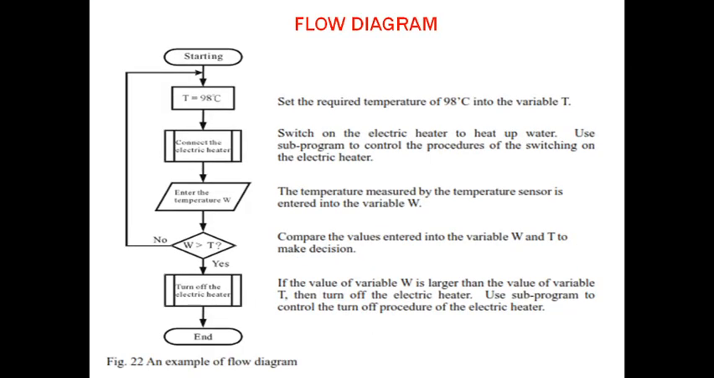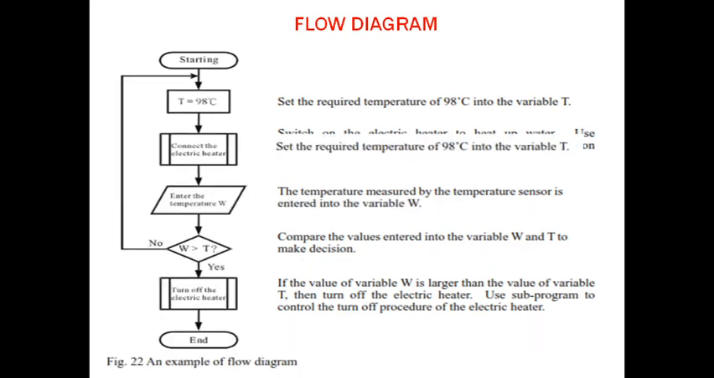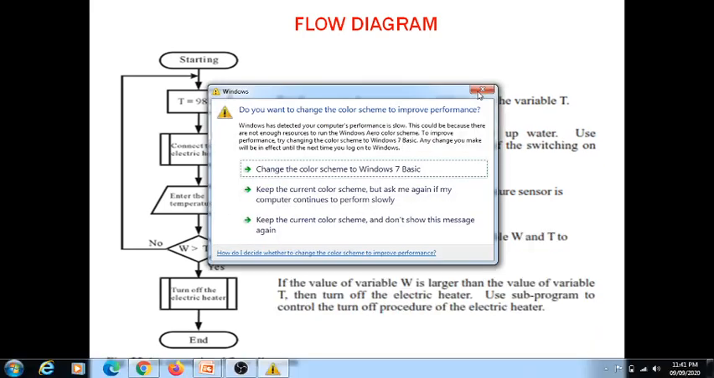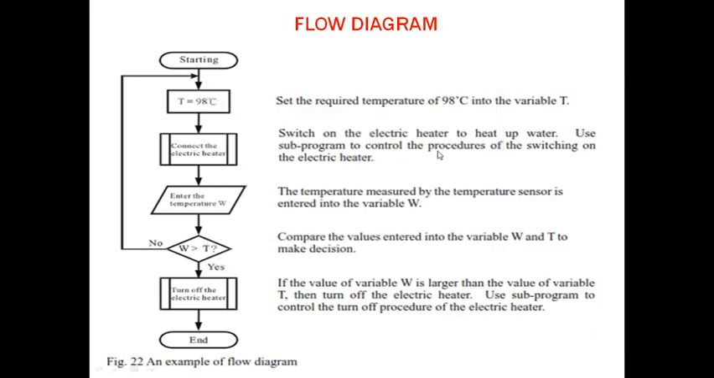In the case of a flow diagram, if we see this example, here the starting point is given with that symbol and the ending point is given again. The program is like this: first, we have to set the required temperature of 98 C into the variable T, which is shown in the rectangle. Then switch on the electric heater to heat up water. Use the program to control the procedure of switching on the electric heater.